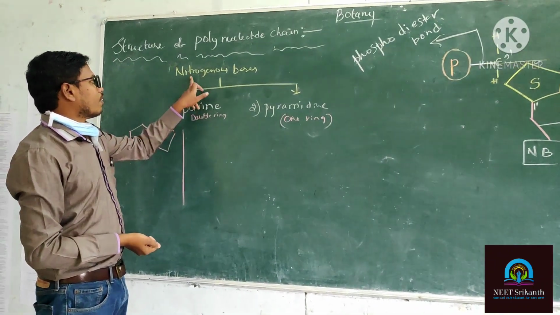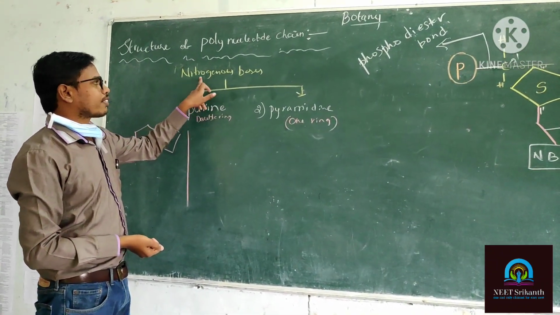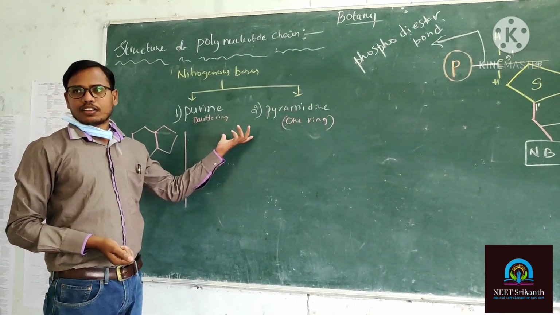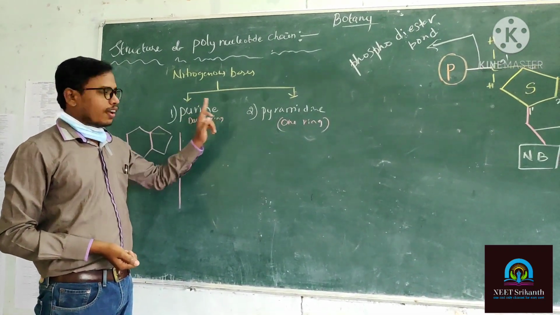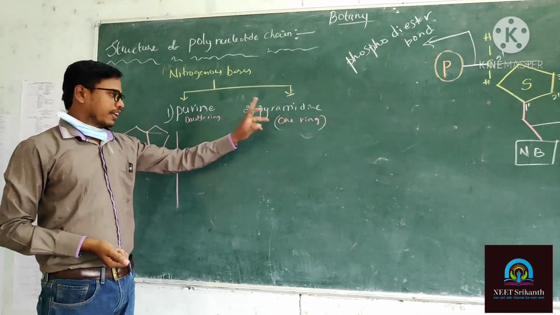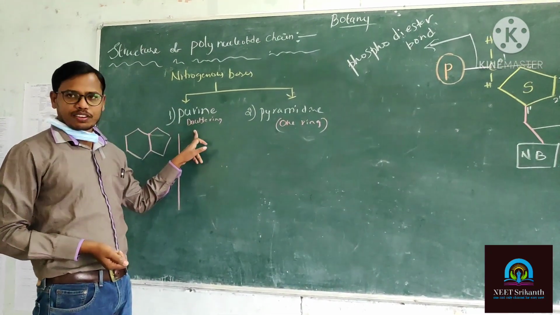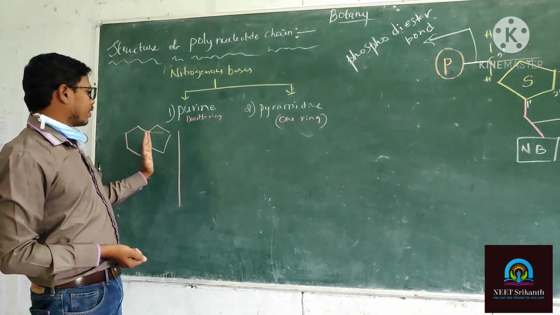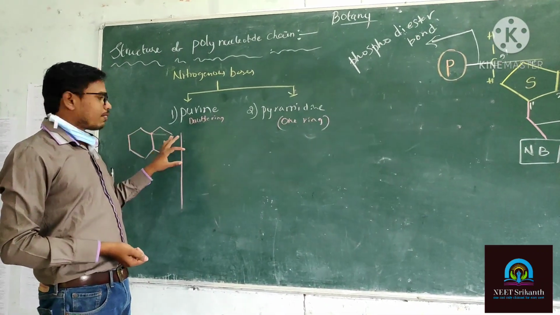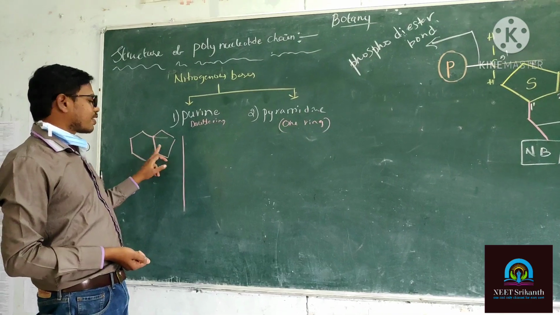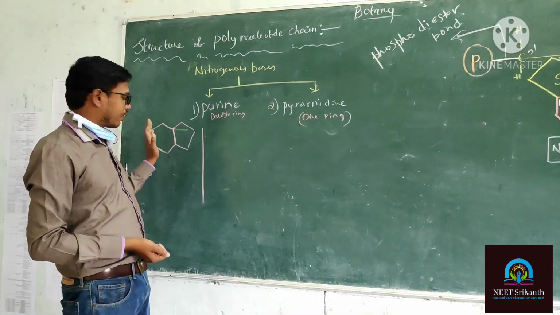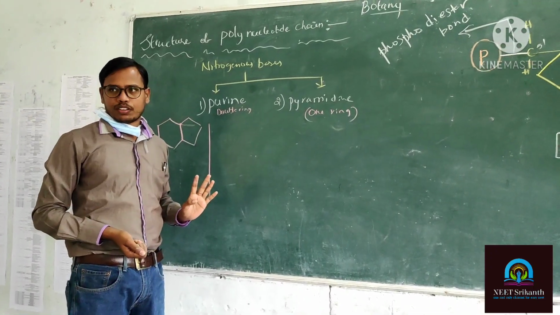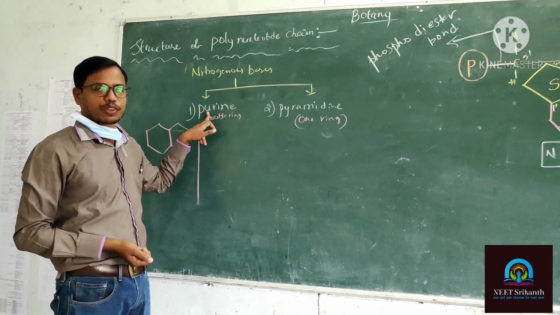We are going to discuss the nitrogenous bases. How many nitrogenous bases are there? Two types. First one is purine, and what is the second one? Pyrimidine. So purine has double ring structure. Pyrimidine has single ring structure. You can observe the diagram of the purine. How many ring structures are there here? Two ring structures. One appears like benzene. Another one is imidazole.